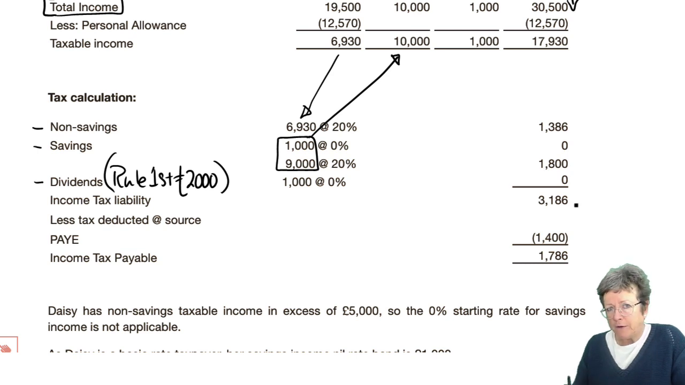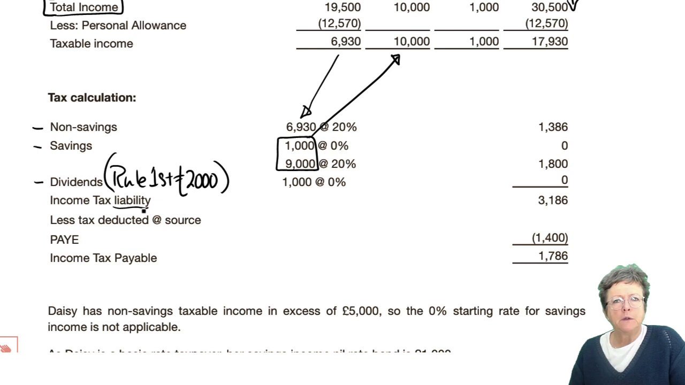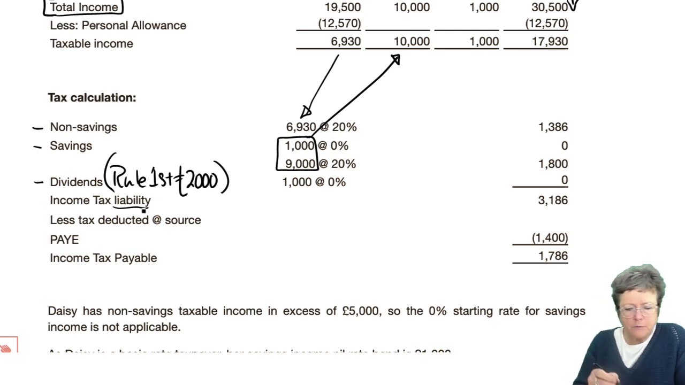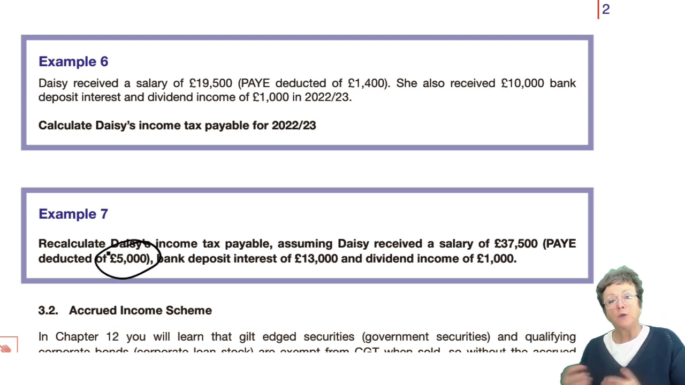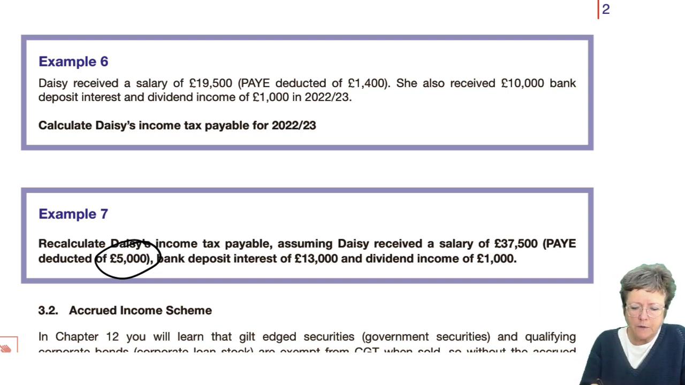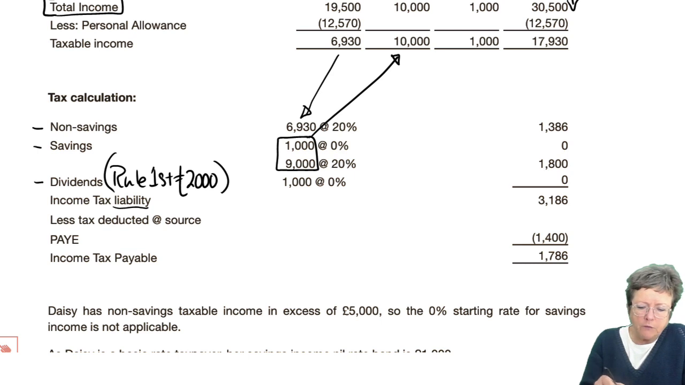Add them all together because that's the liability. But go back to the question, that she had pay as you earn. See there? £5,000 pay as you earn, which had been deducted at source. So that there. Oh, have I got the wrong question?